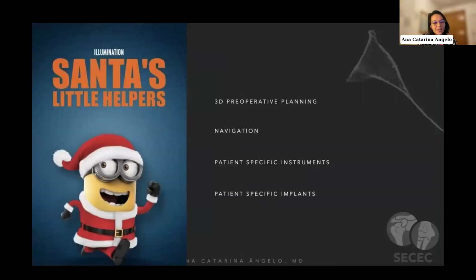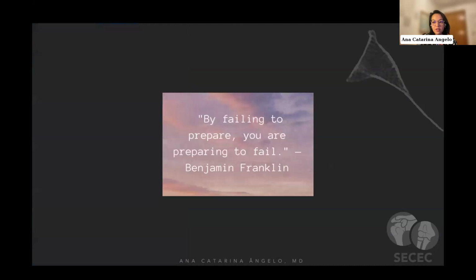So we need our Santa's little helpers, and our Santa's little helpers nowadays are the 3D preoperative planning, all the software that we can use that's commonly available from many companies nowadays. We can use navigation. We can use patient-specific instruments that are usually obtained through 3D preoperative planning. And in the most difficult cases with catastrophic bone loss, you can use an implant that's printed specifically for your patient. So how does this work, and what are the results?